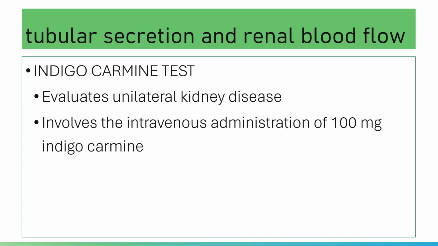The indigo carmine test evaluates unilateral kidney disease. It involves the intravenous administration of 100 milligrams of indigo carmine. That is for your renal blood flow and tubular secretion tests.